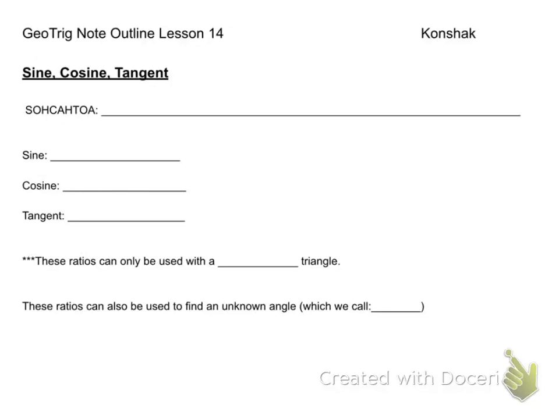Alright, we got geotrig lesson 14 here. Day 1, we're going to talk about sine, cosine, and tangent. So we're going to talk about Sohcahtoa here. Sohcahtoa is a very important thing that we need to know because this is going to help us identify sine, cosine, tangent, and all of its ratios that are associated with sine, cosine, and tangent.